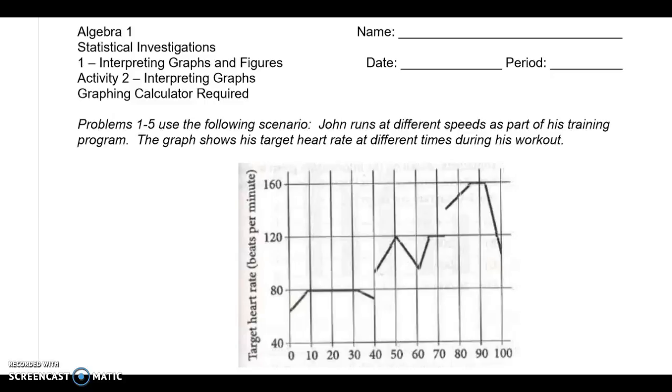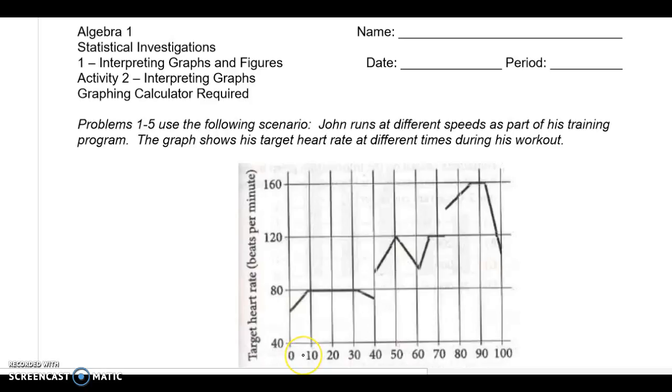In part 2 of section 1, we're taking a look at line graphs and how to interpret those. So for problems 1 through 5, we're going to use this graph down here in the following scenario. It says John runs at different speeds as part of his training program. The graph shows his target heart rate at different times during his workout.